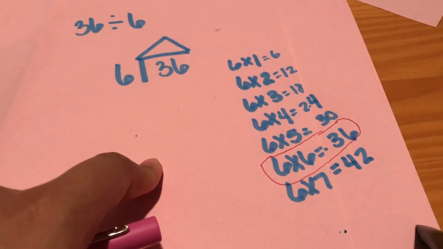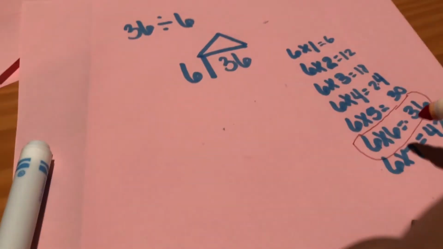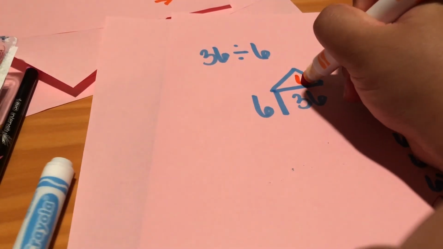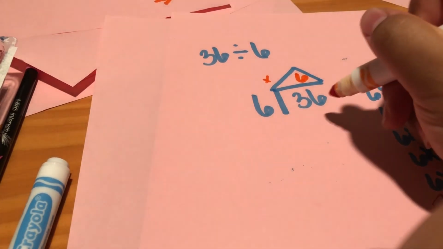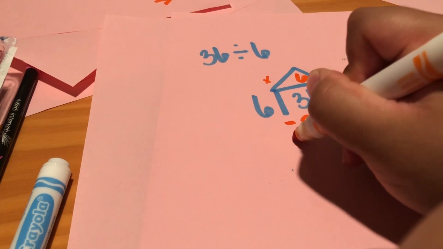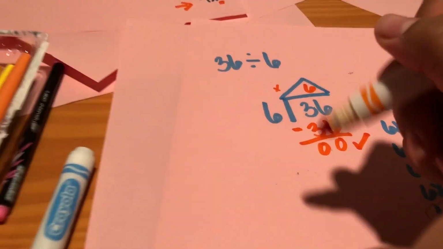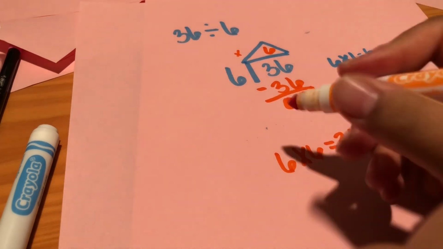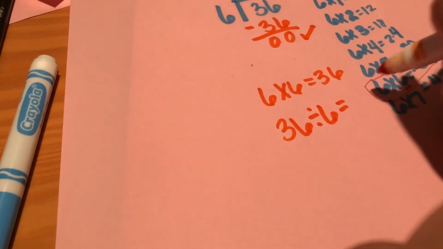So what we're going to do is take the number that we multiplied, and put it up in our box. And 6 times 6 right here is 36. We are going to subtract, and that gives us 0, so we are done. That means 6 times 6 equals 36, and 36 divided by 6 is equal to 6.